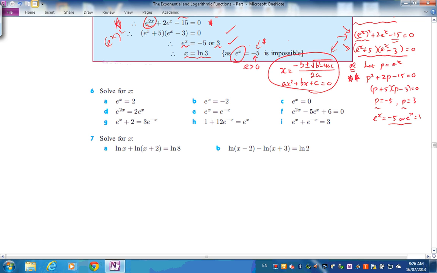I think it's very, very important to try the neg x ones. They're going to come up a bit later on, because that's going to give rise to, and this one over here, it's going to give rise to e to the 2x, which will be e to the x squared, a quadratic in e to the x. Need to have that skill there.